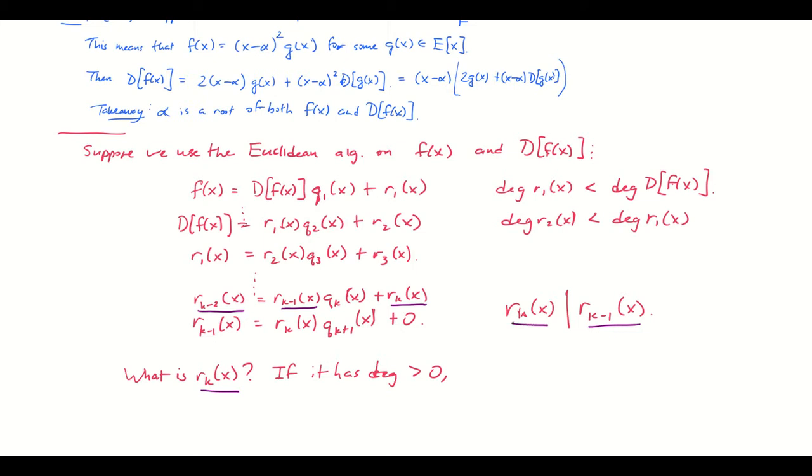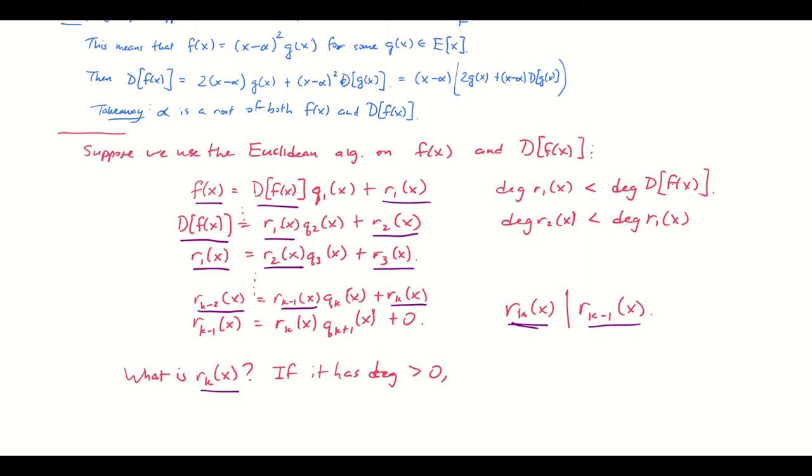And then r_{k-2} is divisible by r_k of x. And then you get the idea. These are going to keep cascading back. We're going to get r3 of x divisible by rk, r2 of x divisible by rk. So then this one has to be, well, this is divisible and this is divisible, so the derivative's divisible. And r1 was divisible and the derivative was divisible, so f of x, all of these are divisible by rk of x, the final non-zero remainder.